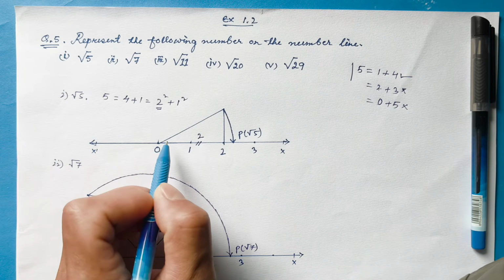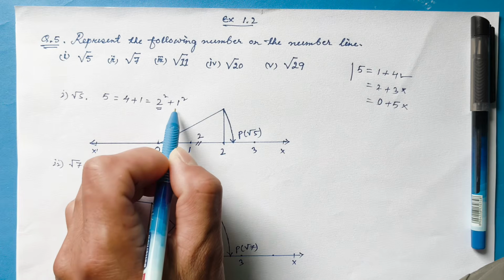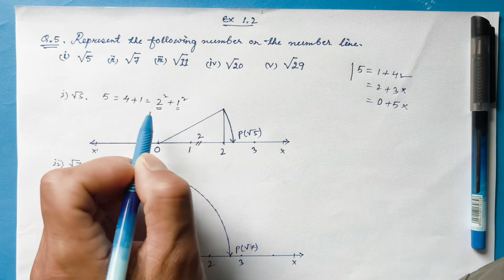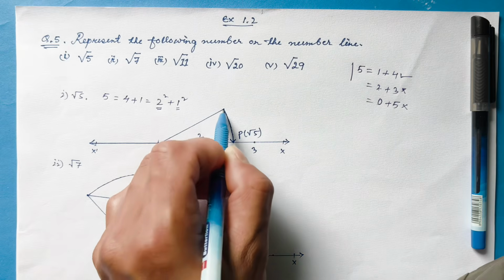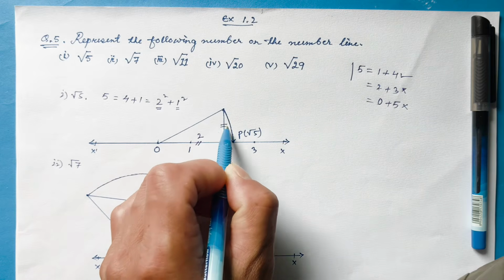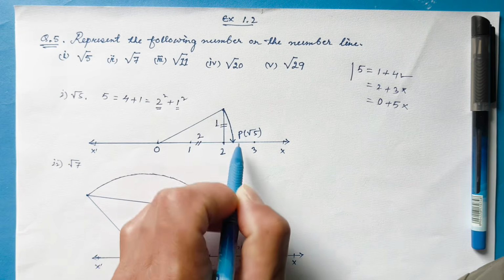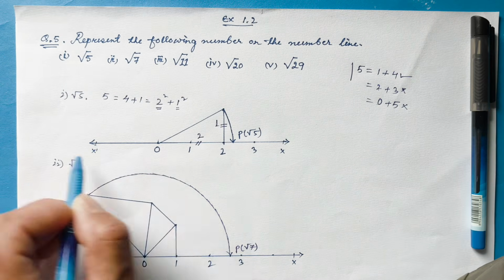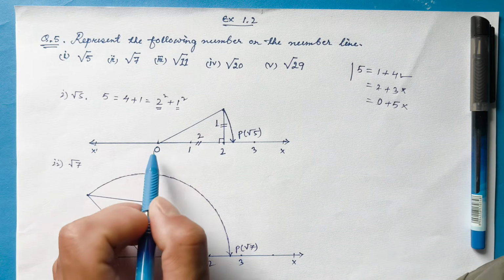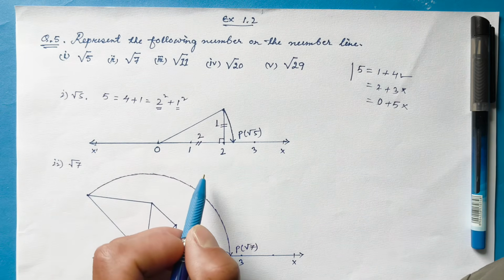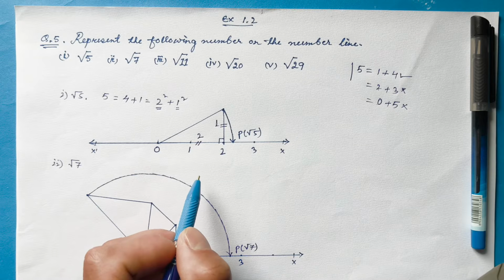Do you understand? And then the perpendicular is 1 unit. Let's take this perpendicular as 1 unit, and this 1 unit is perpendicular to the x axis. Now let's join this. If you join it, we can use the Pythagoras theorem.